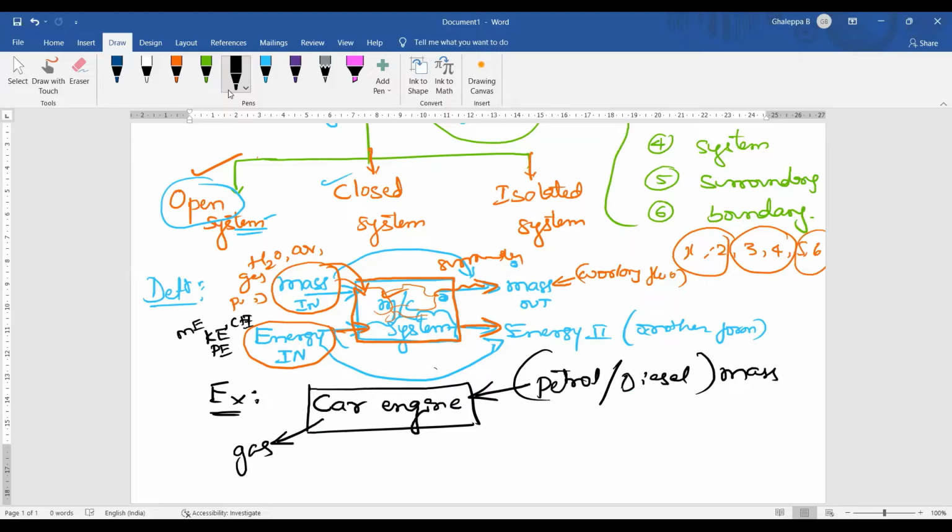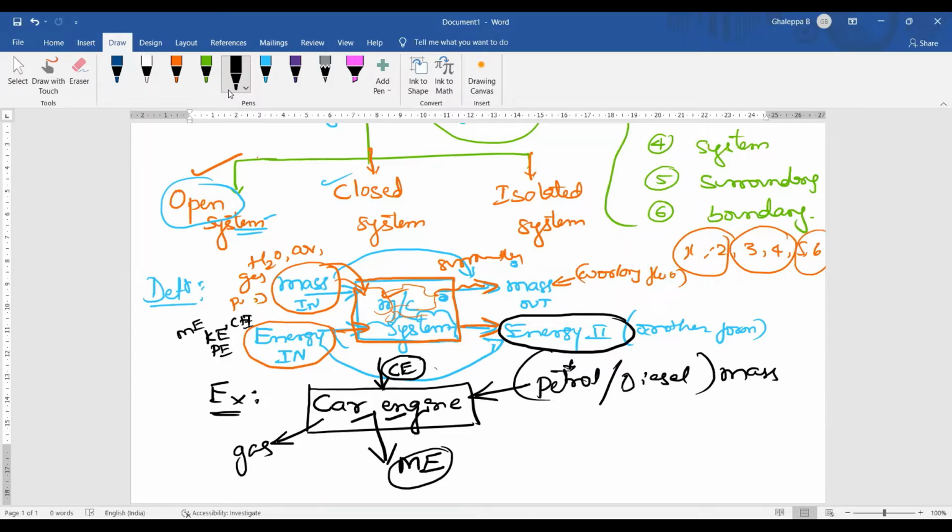And as well as the car engine is producing some mechanical energy. So energy output, energy in. Now you can ask a question: which energy is transferred to the car engine? Chemical energy, because we are supplying fuel. Fuel or petrol has some chemical energy. That chemical energy of the fuel is converted to mechanical energy with the help of the car engine.